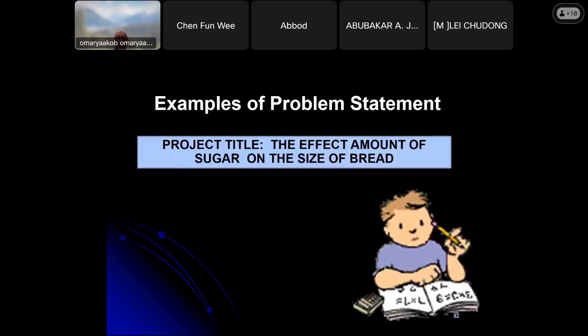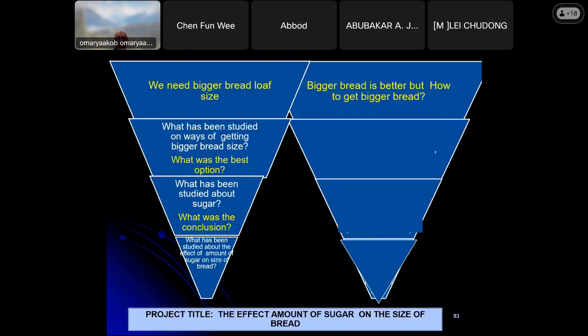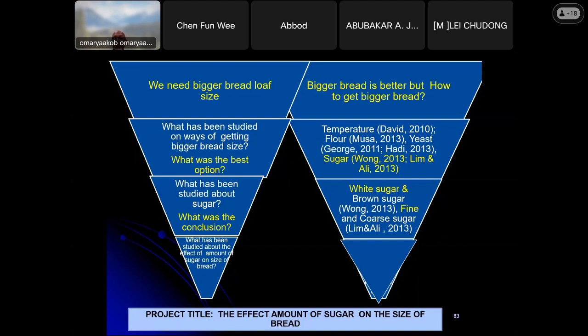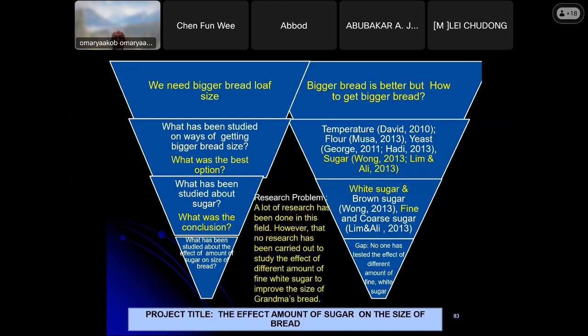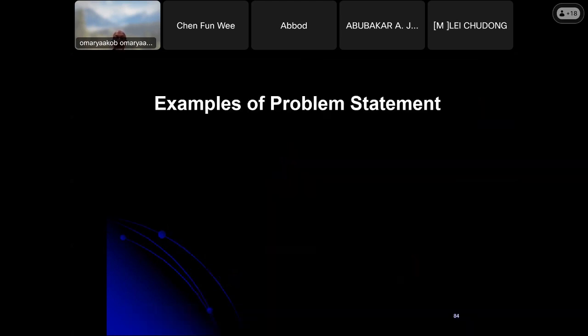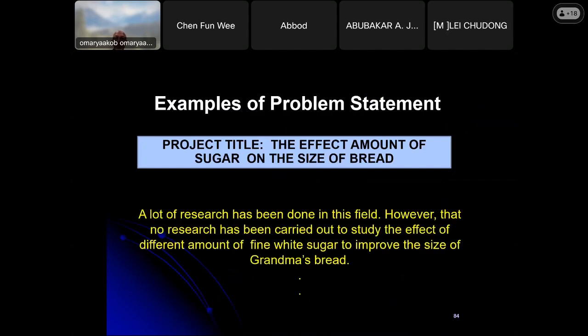So this is a problem statement. Remember John's work. He referred to the literature, fictional literature, and said that other people have done it. They have done fine white sugar and so on, but the actual amount of sugar, no one has tested. So because of that, a lot of research has been done in this field. However, no research has been carried out to study different amounts. So that is his issue. So this is his problem statement.